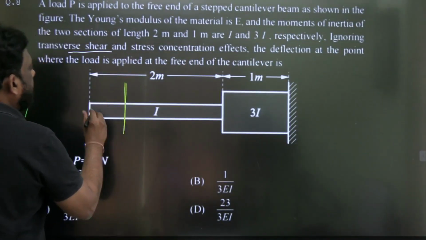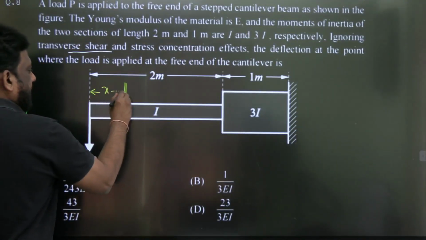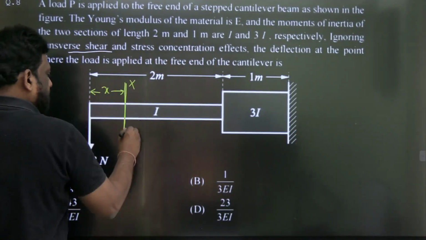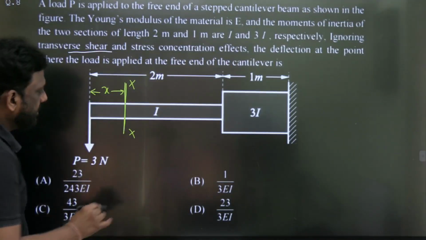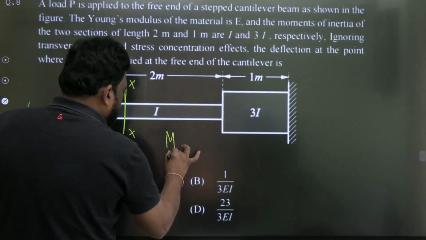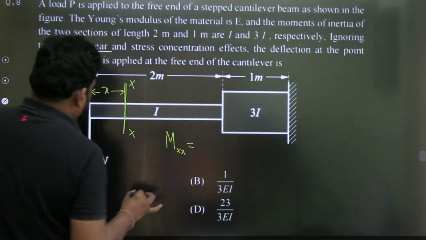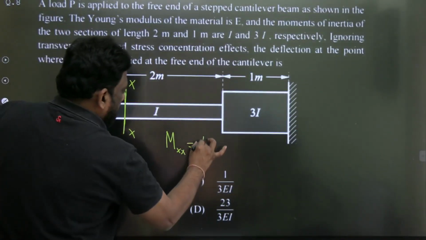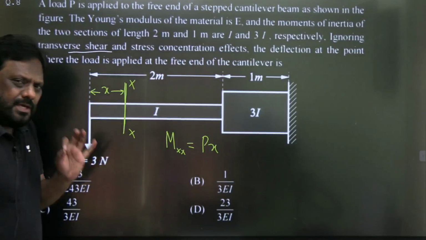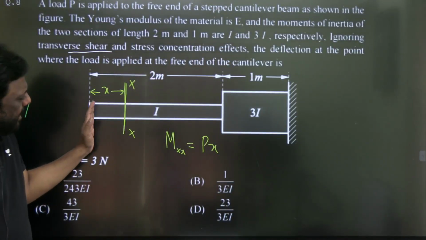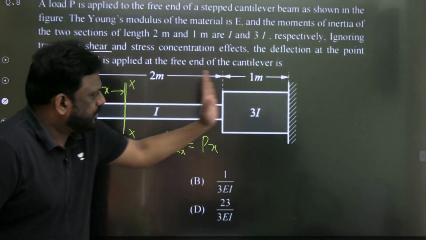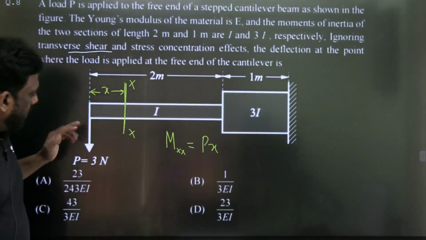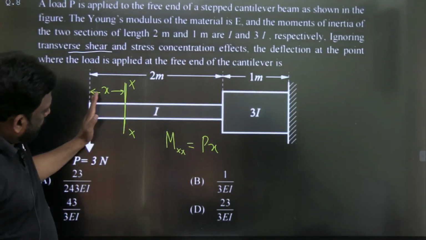Let us take this length as x. Let this section be XX. Can you tell me what is the moment at XX? If you want the bending moment, it is P into x. Now observe here. Is there any load from this end to this end apart from P? No. There is only one load, that is P, throughout this length.